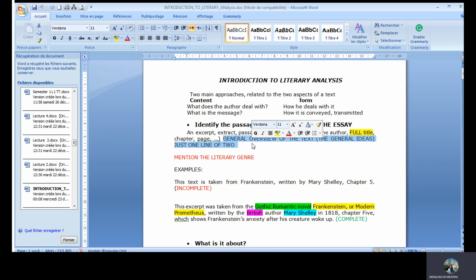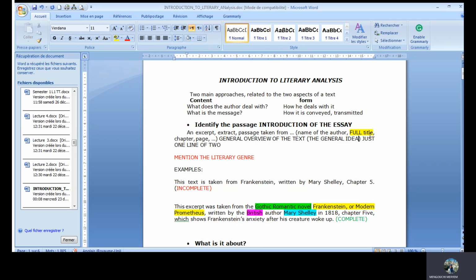There is a difference between the general idea and the general ideas. It should be general idea here and not general ideas. Just provide a very brief general idea of the text. For example, in the text that you were provided, you can simply say, the text is about Robinson Crusoe's fight with the waves when he was drowning at sea after his ship was wrecked. I have just provided a very general idea of the text, a very brief overview in just one line.